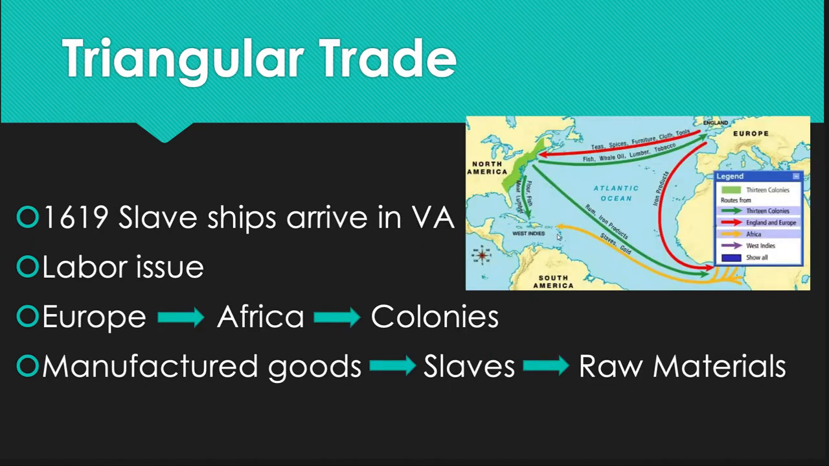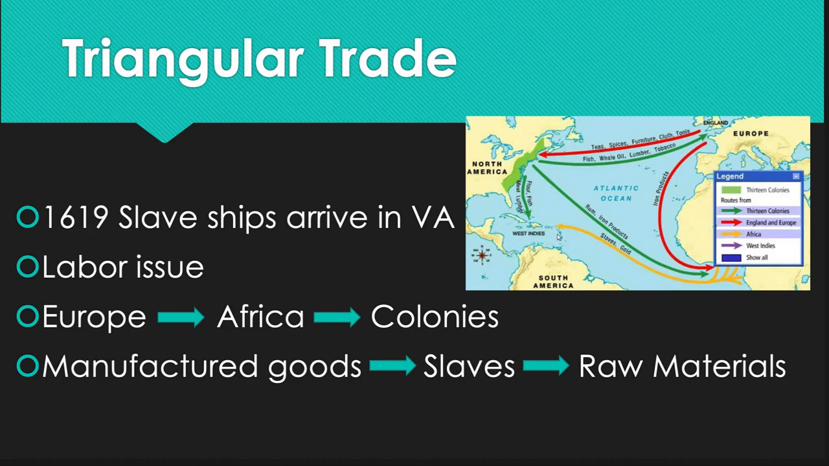Triangular trade. You may remember this from Global. This might ring some bells. But in 1619, we're going to have the first slave ships arrive in Jamestown, Virginia, solving the labor issue within the colonies. Now, I say labor issue because when we're thinking about these southern plantations, these vast, huge plantations in the South, we have to think of who is going to work on them.